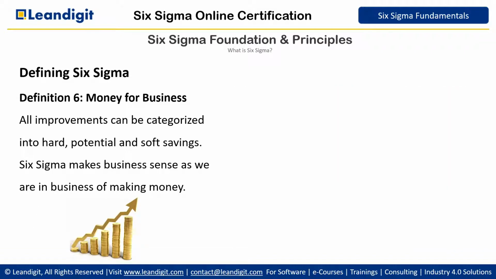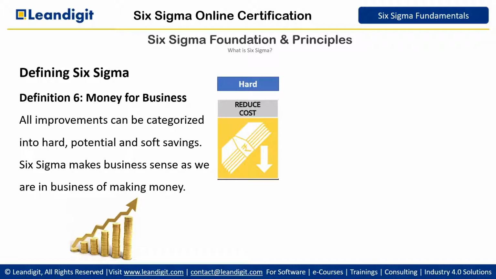Definition number 6 is money for business. All improvements can be categorized into hard, potential and soft savings. Six Sigma makes sense only if it makes money.